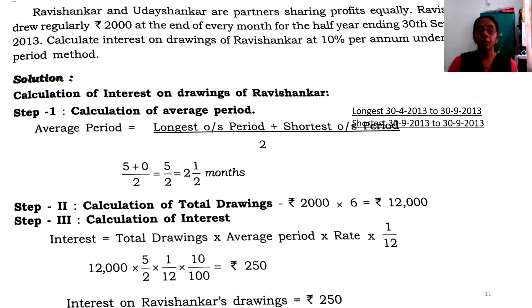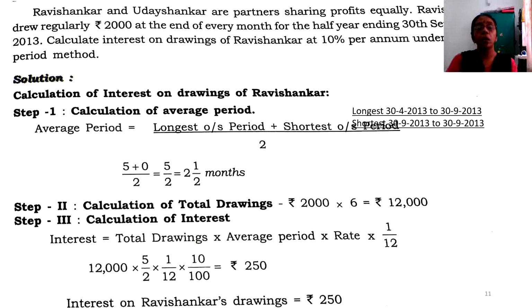Then step number 2. You are going to calculate the total drawings. How much did the partner withdraw every month? 2000. How many months had he withdrawn? Now don't tell me 5. He has withdrawn for all the 6 months. How? When was his first withdrawal? 30th April. Then May, June, July, August, September. Also this month of September he has withdrawn.